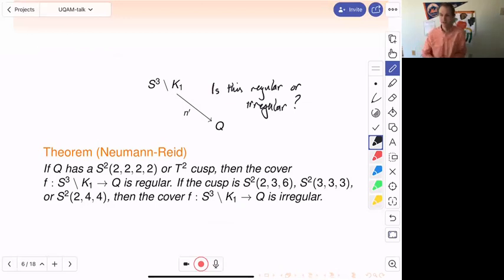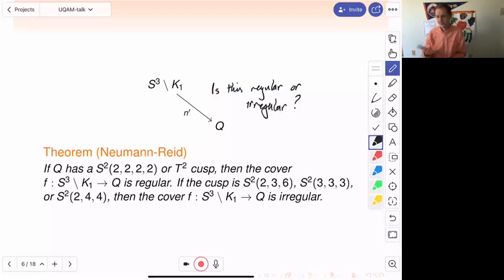So we've got a knot complement, and that's going to have a torus cusp, and then Q is going to be some quotient of that knot complement. So the cusp of Q is going to be some quotient of a torus, and we're assuming that Q is orientable, so that the cusp has to be orientable. And there are only 5 quotients of the torus that we can see.